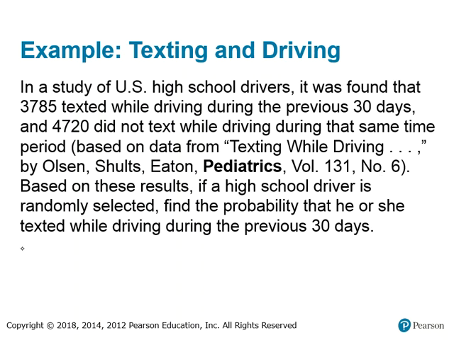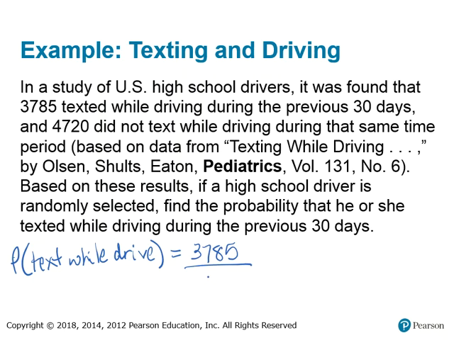So the top number is the event that you're looking for. So we're focused on the probability that they texted while driving. Well, 3,785 were texting while driving. Now the thing here though is the bottom is the total. And there wasn't 4,720 total. What there were was 3,785, because that's how many were texting, plus 4,720. That's how many were not texting.